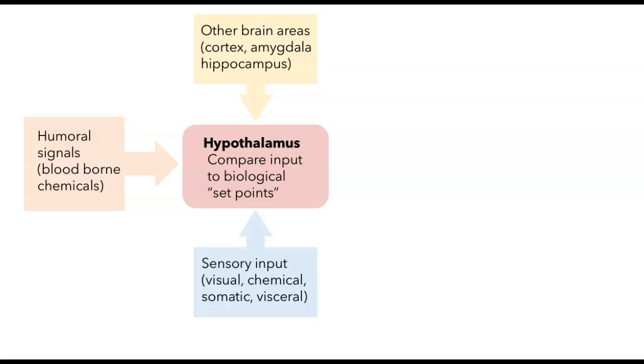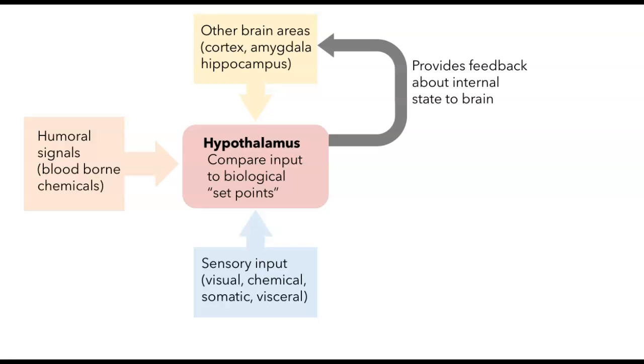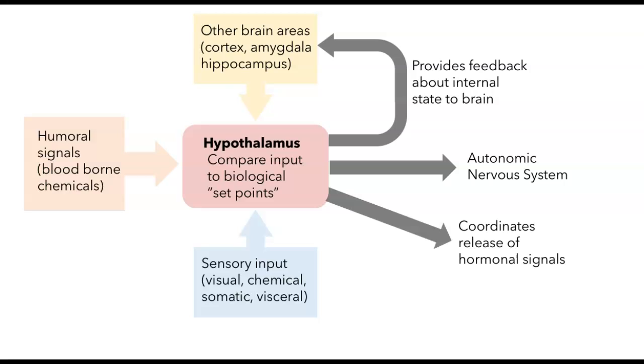The hypothalamus has a number of different outputs. It can provide feedback to other brain areas. It can also activate the autonomic nervous system, shifting the balance between the parasympathetic and the sympathetic arms. And finally, it can coordinate the release of hormonal signals. The hypothalamus releases a number of hormones itself, and it also releases releasing hormones, which can then trigger the release of other hormones from the pituitary. Well, now that you have a sense for how the hypothalamus works, let's take a closer look at the structure.